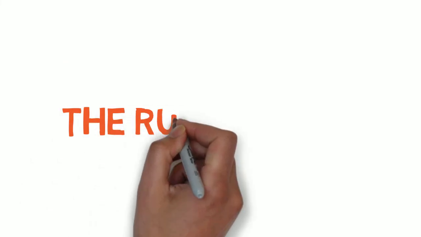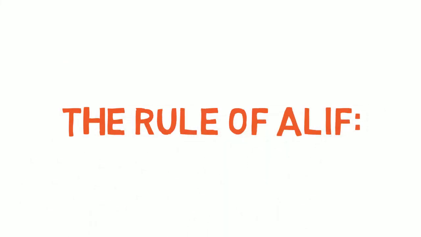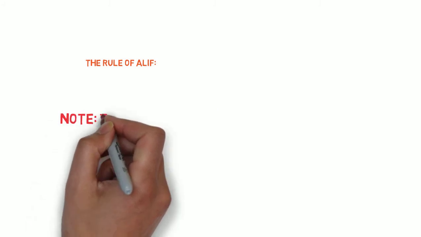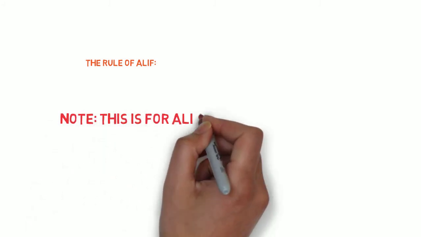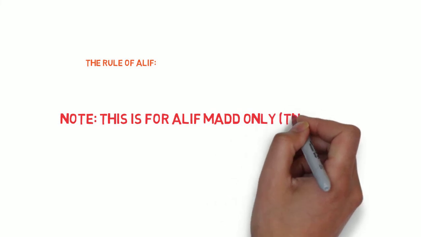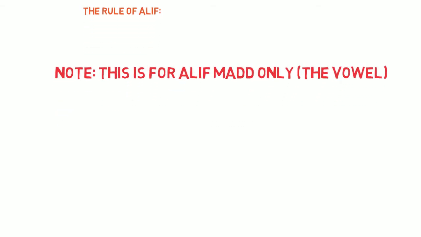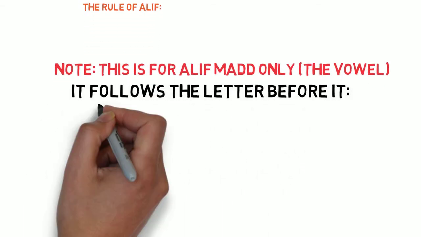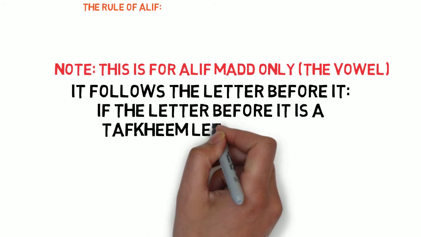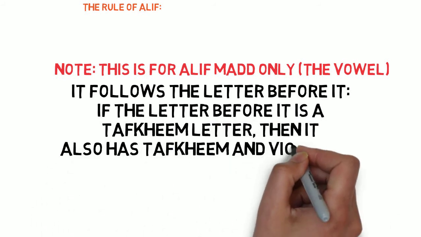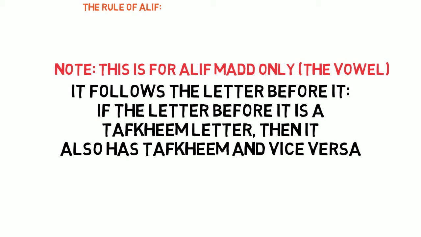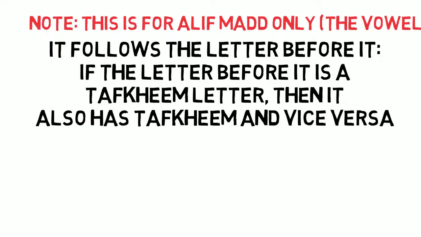Now let's first start with the rule of Alif. Very important note is that we're only talking about Alif Med, the vowel. We're not talking about Hamza, the A sound. This rule only applies to Alif Med, the vowel. Now the rule of Alif is really just pretty simple. It just follows the letter before it. So if the letter before it is a tafkheem letter, then it also has tafkheem. And if the letter before it is a tarqeeq letter, then it also has tarqeeq. It's very simple. Let's look at some examples.